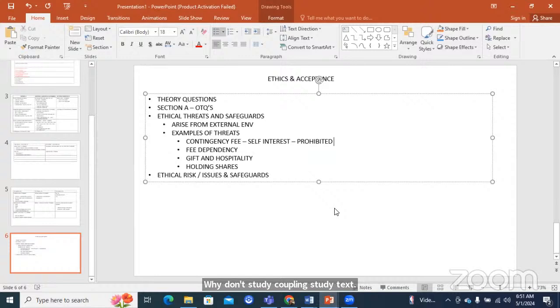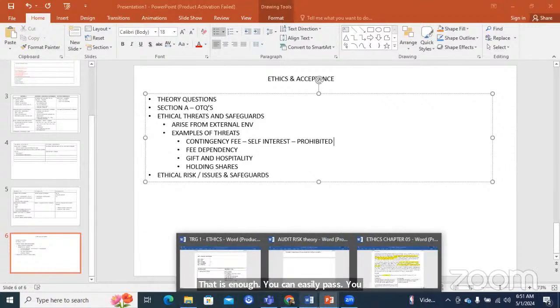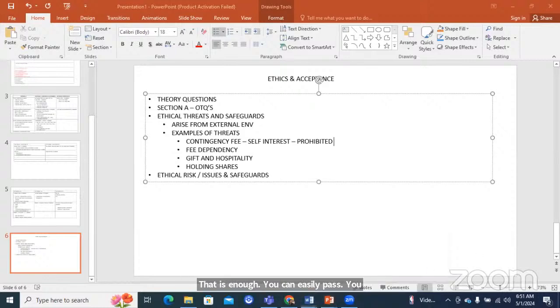Just keep that tute with you, the material, the revision tute. That is enough. You can easily pass. It's a very simple thing, right?